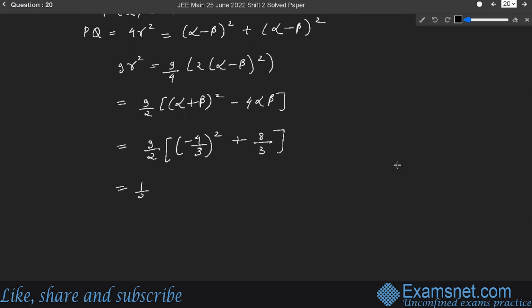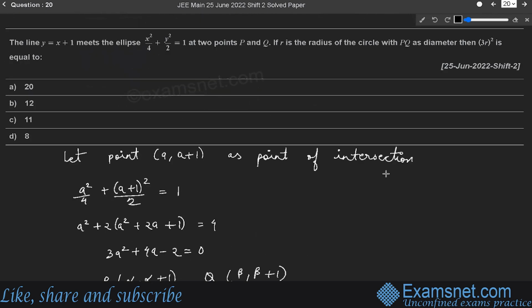So it will be equal to 1 by 2 into 16 plus 24. So it will be equal to 20. Hence we can say that the correct answer for this question is 20. Hence the correct option is option number A here.